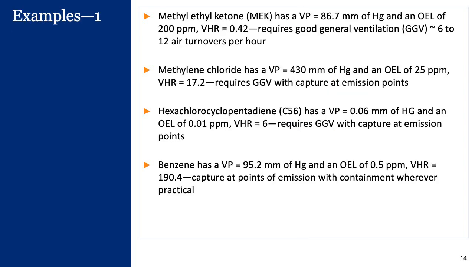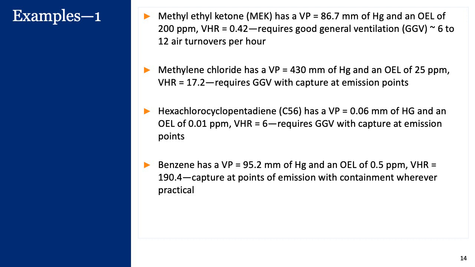So in this slide, I show some examples of various chemicals and their vapor hazard ratios and their required levels of control. So MEK, methyl ethyl ketone, has a vapor pressure of 86.7 millimeters of mercury and an occupational exposure limit of 200 parts per million. So we can calculate the vapor hazard ratio as 0.42, and this is in the second category on the VHR scale. And it requires good general ventilation, or 6 to 12 air changes per hour. And if you don't have that, then basically you can assume that you will have a category 4 exposure.